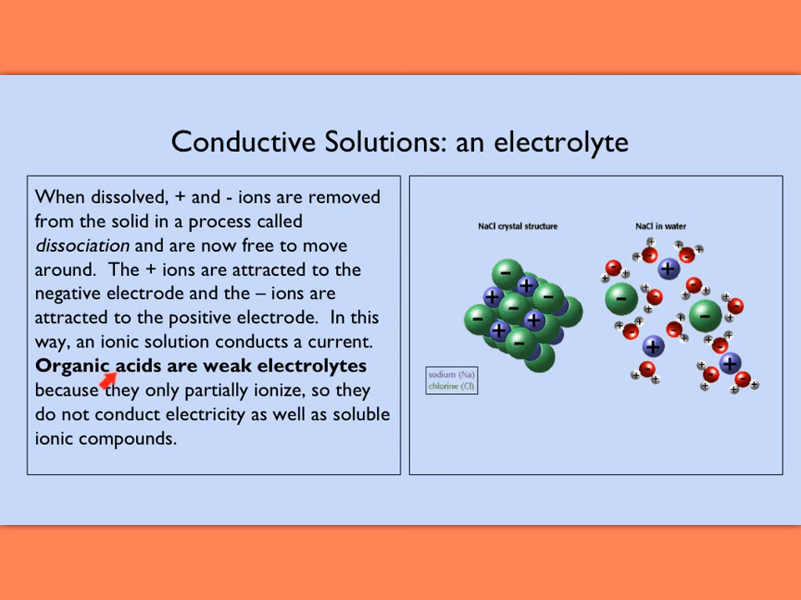Organic acids will be weak electrolytes. Remember, organic acids produce those positive hydrogen ions in solution. They're weak because not every molecule of acid will break apart. So as long as you're getting ions, you have an electrolyte or a conductive solution.